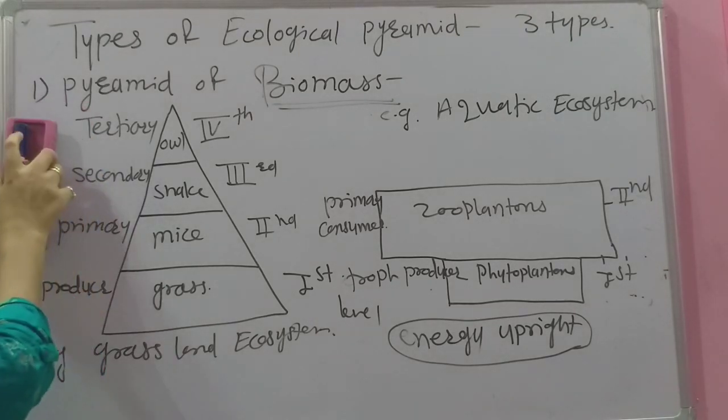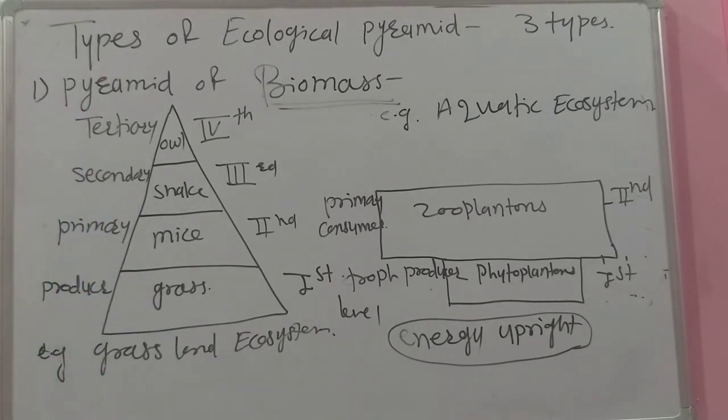The flow of energy is upright. This is the second type of the ecological pyramid.